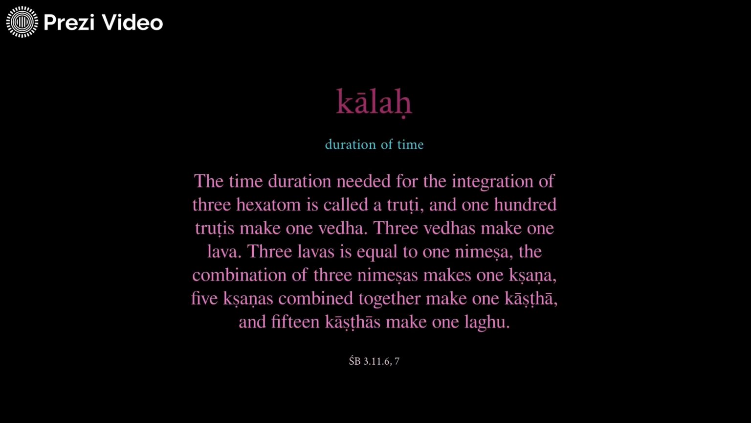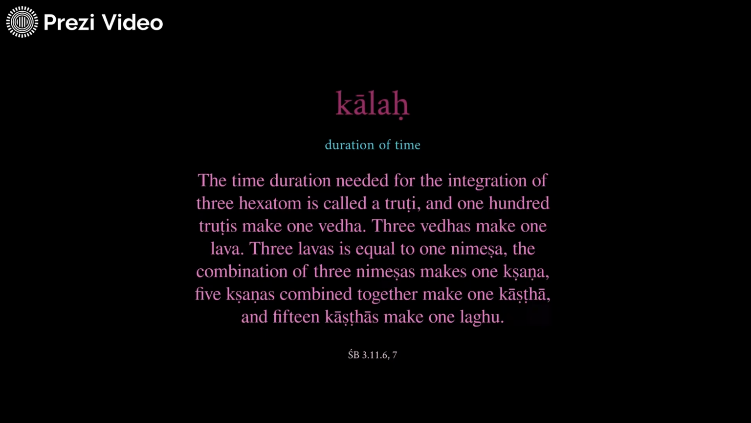Duration of time. The time duration needed for the integration of three hexatoms is called a truti, and 100 trutis make one Vedha. 3 Vedhas make one Lava. 3 Lavas equal 1 Nimesha, and the combination of 3 Nimeshas makes 1 Kshana. 5 Kshanas combine together to make 1 Kashtha, and 15 Kashthas make 1 Laghu.